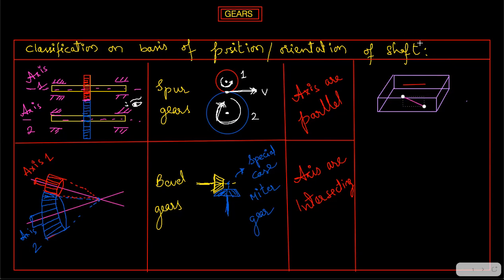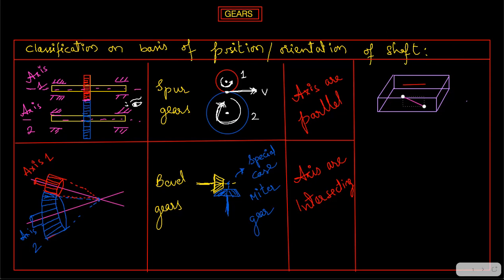Just imagine you place one hand on the bottom and another hand on top, parallel to each other. Then you tilt the upper arm a little bit. Though they are in parallel planes, they will never intersect, and the shafts are not parallel to each other. So here the case is not parallel, not intersecting. This type of gears are called skew gears.